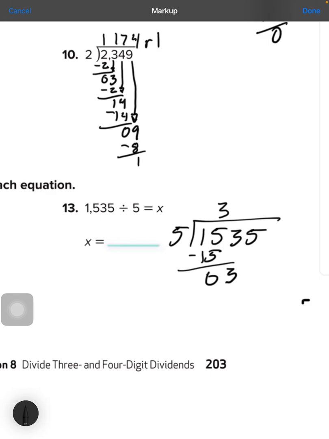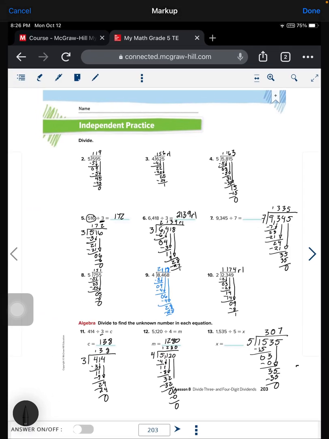Bring down the 3. 5 won't go into 3, so then I'm going to have to put a 0 above the 3. 0 times 5 is 0. Bring the 3 down. Pull the 5 down. 5 will go into 35 7 times. Then we finally have this problem working out, and that is our answer.